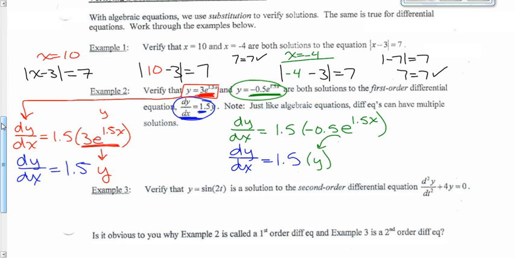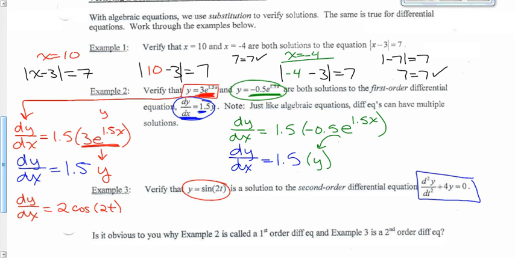Now in example 3, I'm doing the same thing, except now I have a second order differential equation, and it involves the second derivative. Okay, well, I'm going to do the same thing. So let's start with my equation that I think is a solution, and I need to find dy dx. And when I find dy dx, the derivative of the inside is 2. The derivative of sine is cosine of the same thing. So this is my dy dx.